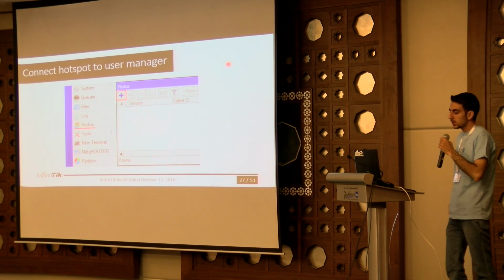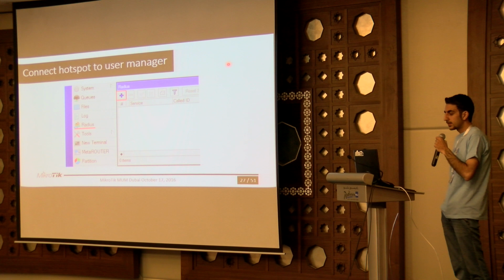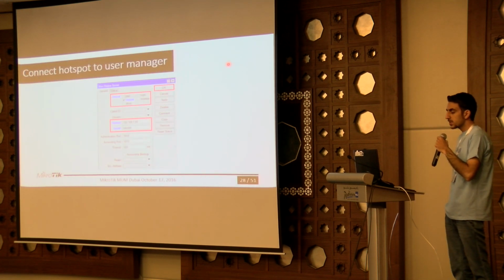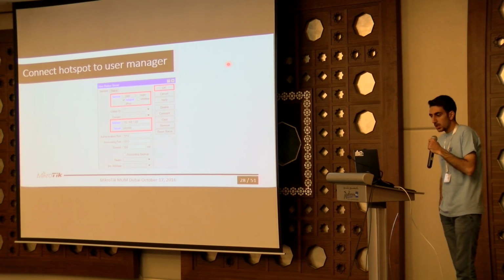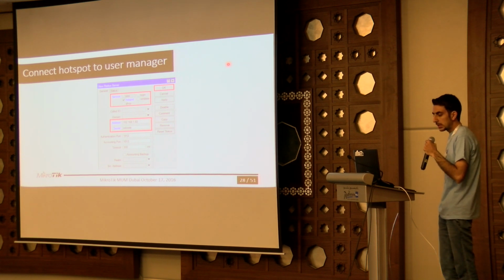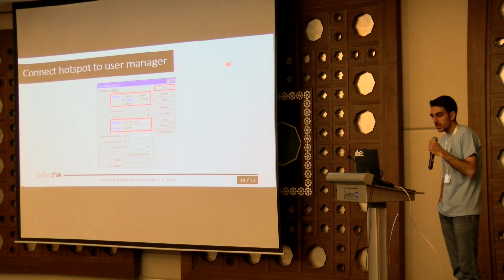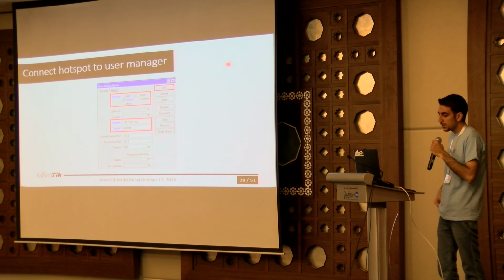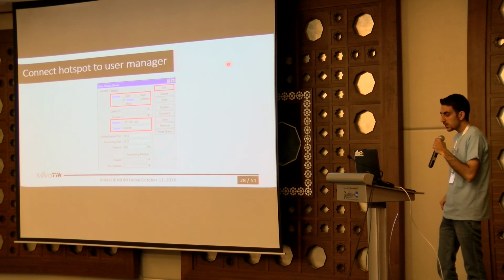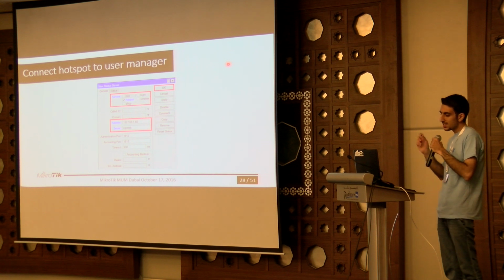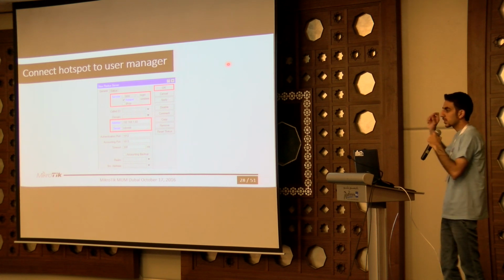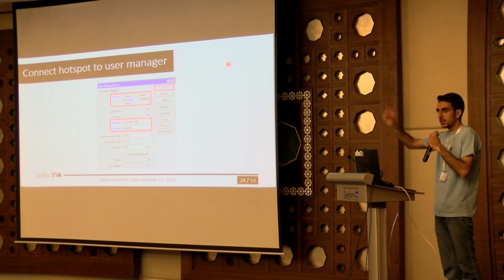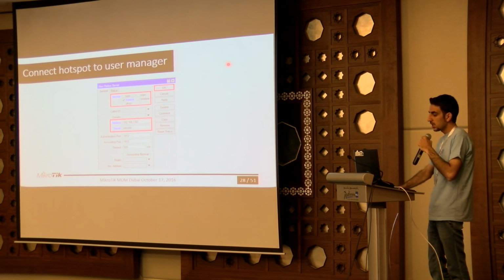We should click on the radius button and click on add. After that, a new radius server window comes up for us. We should select hotspot in the service section, enter the user manager IP address in the address text box, and enter a word in secret. It is a very important secret word for connecting between user manager and hotspot. After that, click on OK.